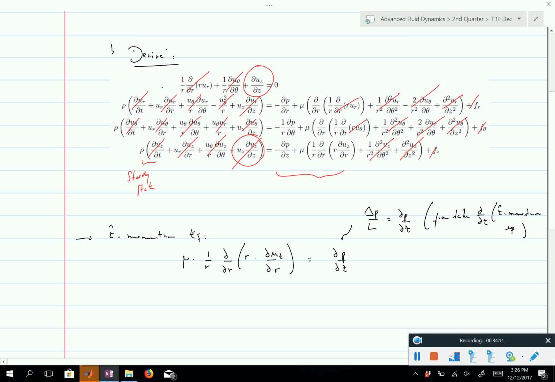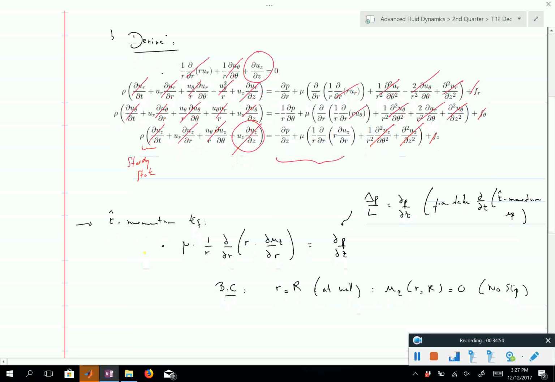So now you see, if u is only a function of r, I have a second order ODE that I have to integrate. We have to solve this subject to boundary conditions. So what are our boundary conditions? First we have the no slip boundary condition at the wall. At r equals R, so this is at the wall, we have that uz is equal to 0. This is our no slip.